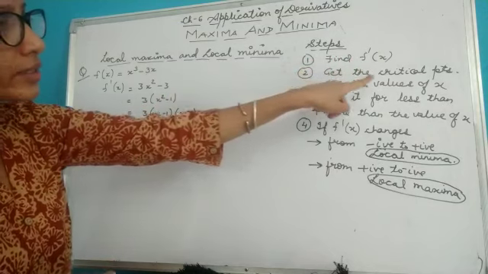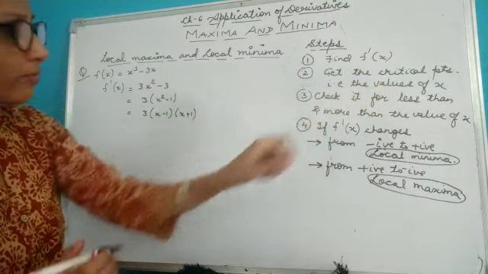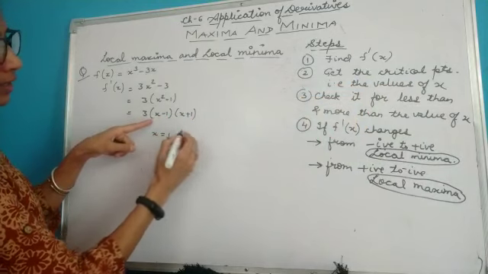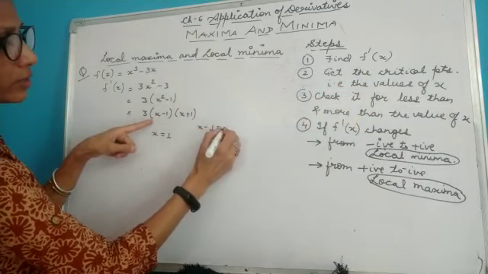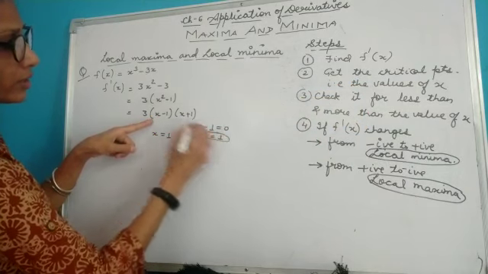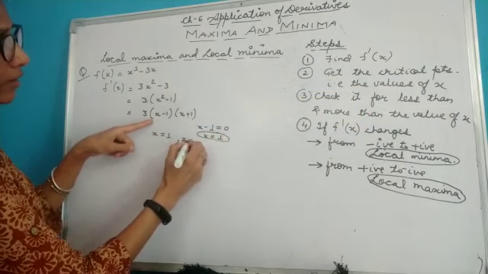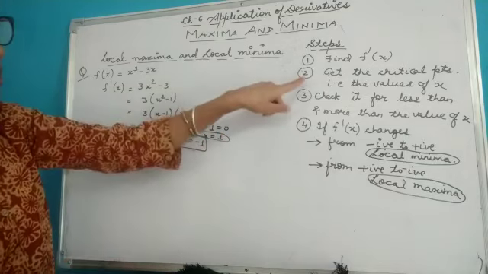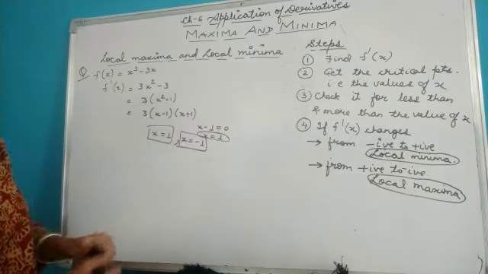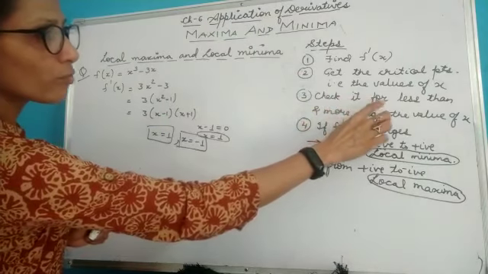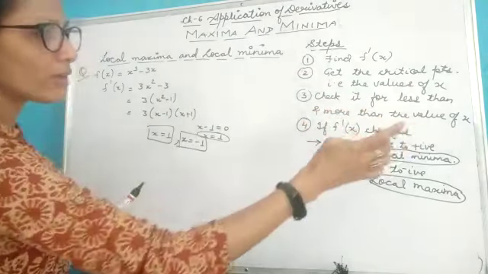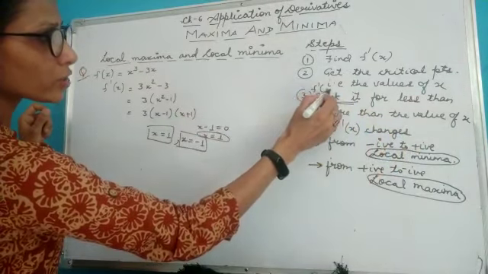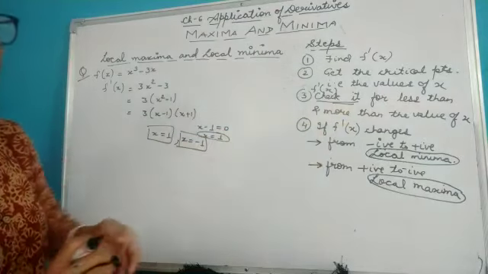Second, get the critical points, that is the values of x. So here x can have the value x equal to 1. I can equate x minus 1 equal to 0 and get the value 1. Similarly, x can also have the value minus 1. So these are the critical points. So the second step is done. Now for the third step, you need to check f dash x for less than and more than the value of x.